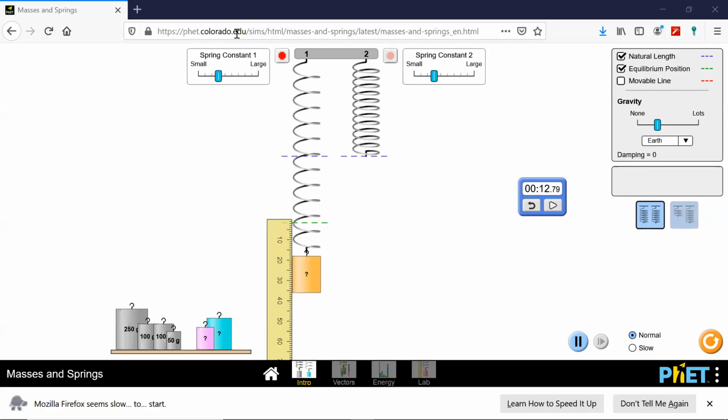Harold, how would you find the mass? Any idea on how to find the mass?